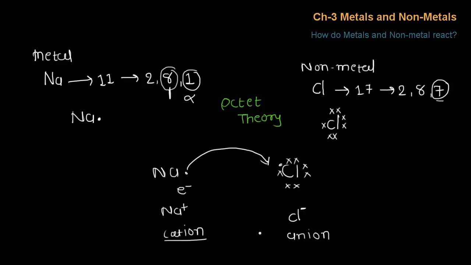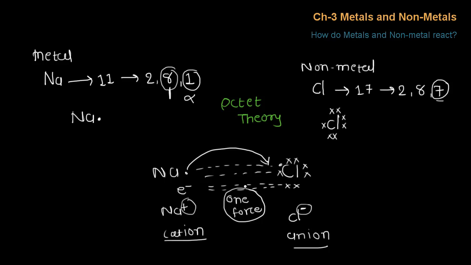Now cation and anion will attract each other. Why? Do you know why? Because opposite charges attract each other. Here you can see plus, minus. So they will start attracting each other by one force. Which force, we don't know. We'll learn about it. One force will come between them.